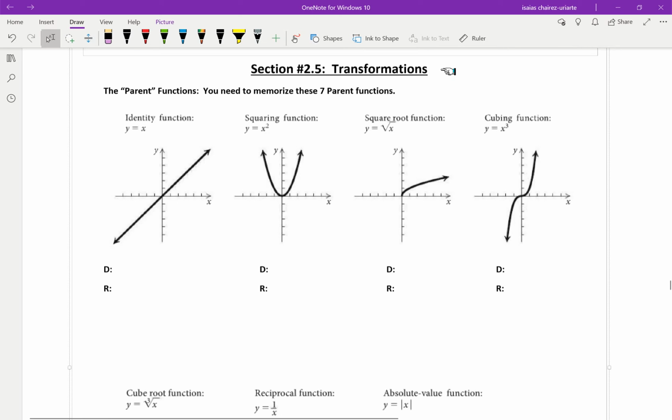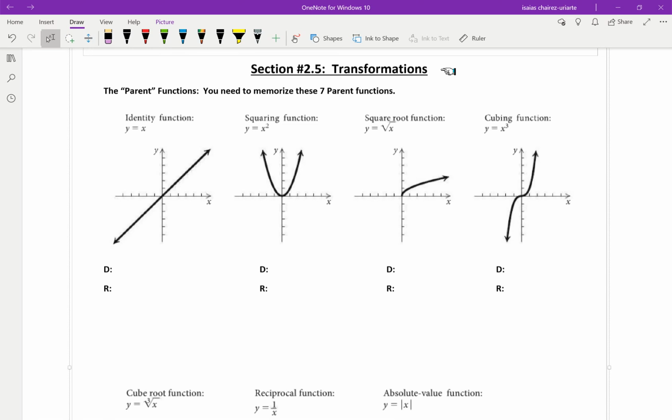This is section 2.5. In this section, we're going to be discussing transformations of graphs. Okay, before we get into any transformations or any examples, let's just build a little library of known functions. And remembering what the graphs of these functions look like will help you in pre-calc, in Calc 1, Calc 2.